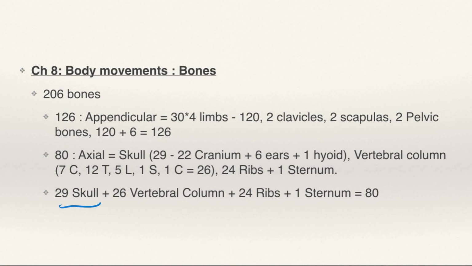Similarly, there are 29 bones in your skull, which is 22 in the cranium, 6 in the inner ear, and 1 hyoid bone. This is 29. There are 26 in the vertebral column, which is 7 cervical, 12 thoracic, 5 lumbar, 1 sacral, and 1 coccygeal. This is 26. And finally, you have 24 ribs, as I have already spoken, and 1 sternum, that is the chest bone. This total gives you 80. This 80 combined with the 126 equals 206, the total number of bones in an adult human being.